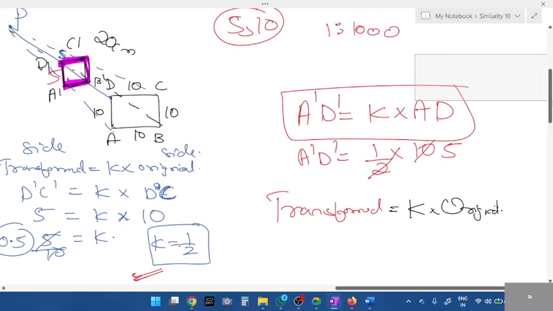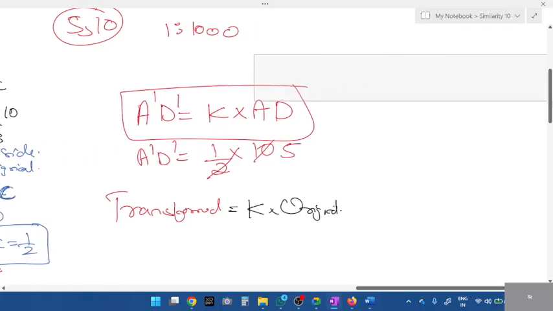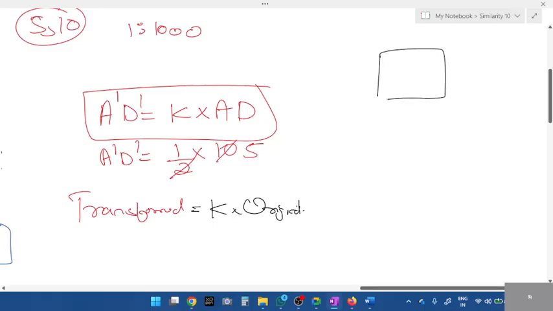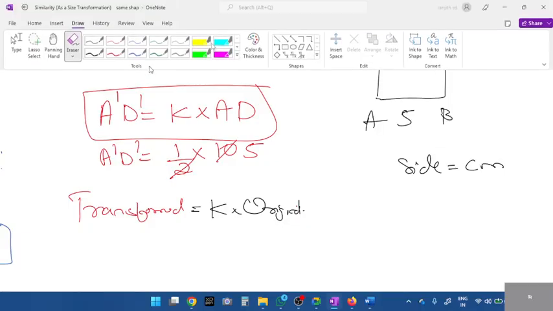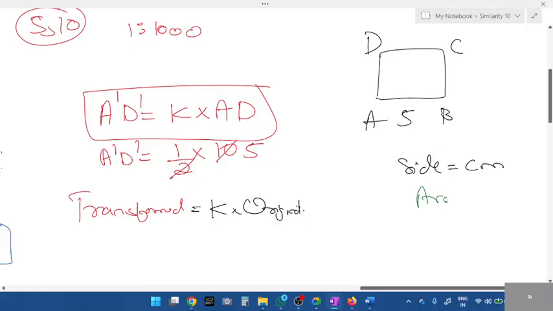Now, last year we had studied a few units, students. If all of you remember, what are the units we take for side? Centimeter or centimeter square? Centimeter. For area, very good, it is centimeter square. For volume, cube. Can you see the degrees?